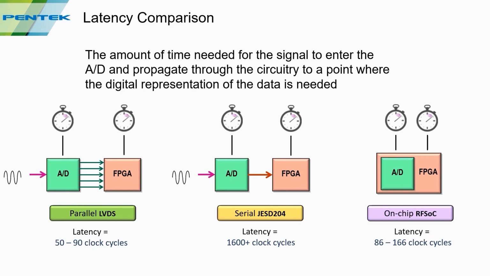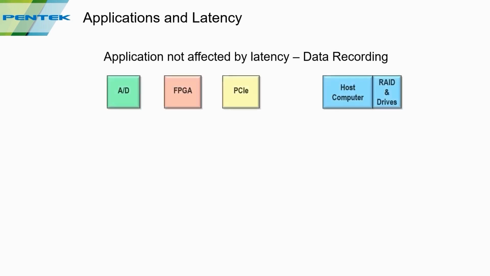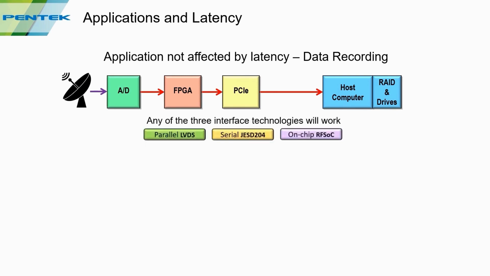And what are applications that care or don't care about latency? Well, one that doesn't care much about latency is data recording, where you might have an antenna receiving a signal, then converting the signal in the A to D, possibly encoding some more information about that signal in the FPGA, and then passing it on further down the system into a recorder or a computer recording the data or some other storage device. In this application, the data is being stored for retrieval at a later time. So if it takes a second or 10 seconds or a minute to get that data from the beginning all the way to the end, which is the recording media, it doesn't really matter. As long as you don't lose any data, you're good. So in this case, any of the technologies will work.